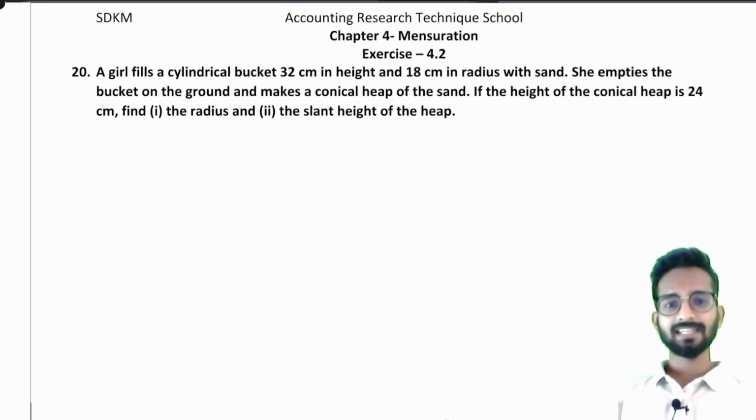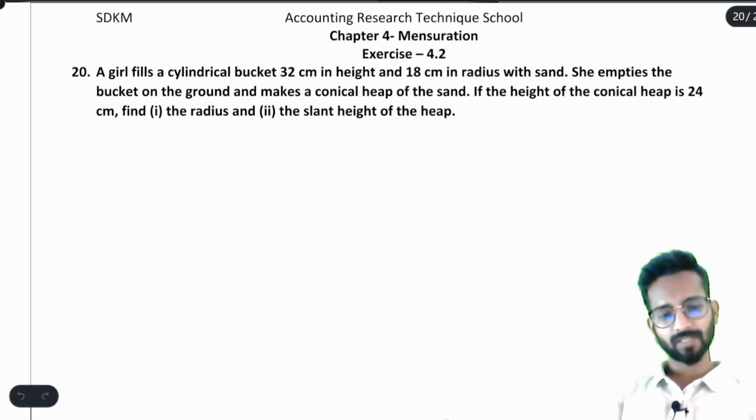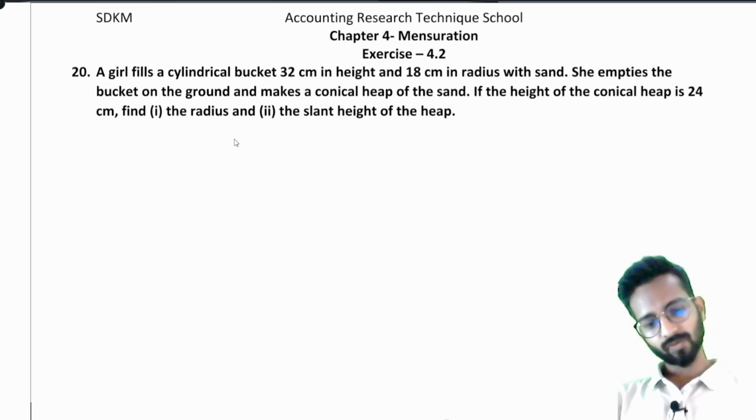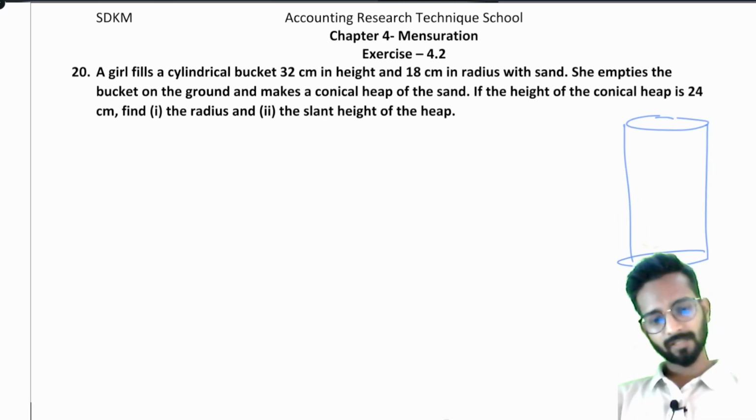Hello everyone. In this video, we'll be doing the last 4 sums of our exercise 4.2. Question number 20 says, a girl fills a cylindrical bucket 32 centimeter in height and 18 centimeter in radius with the sand. Okay, so here we have the cylinder, 32 centimeter height, 18 centimeter radius.